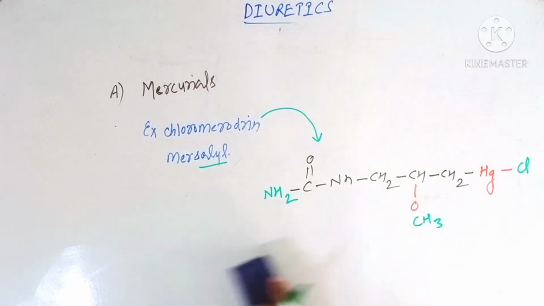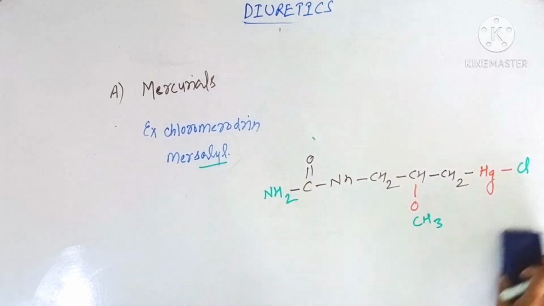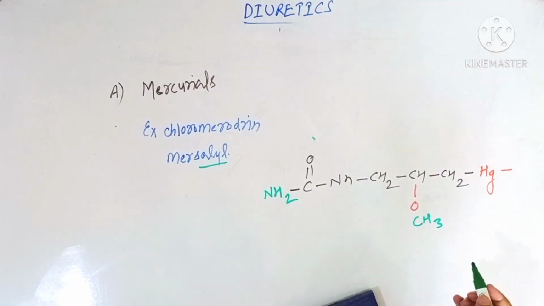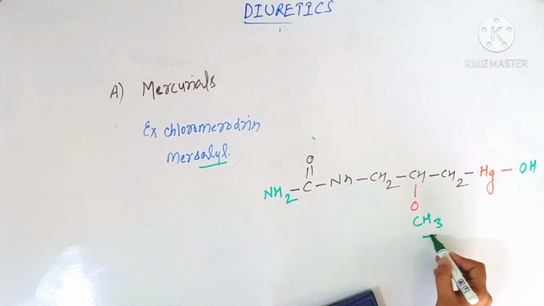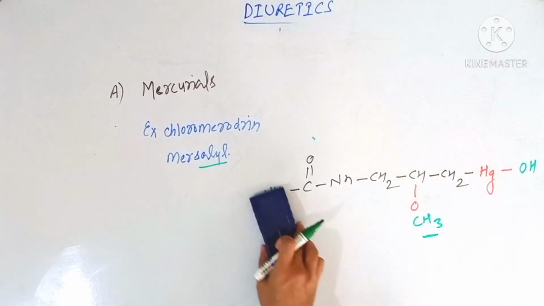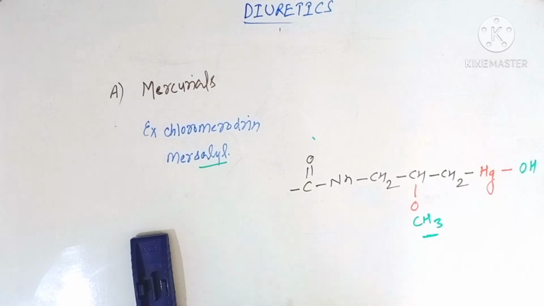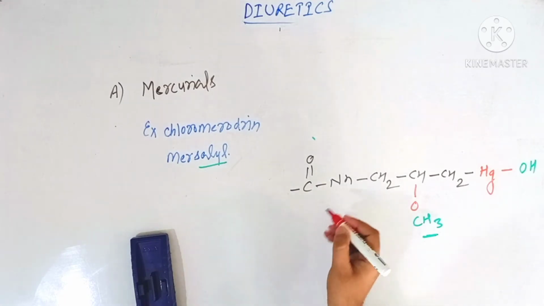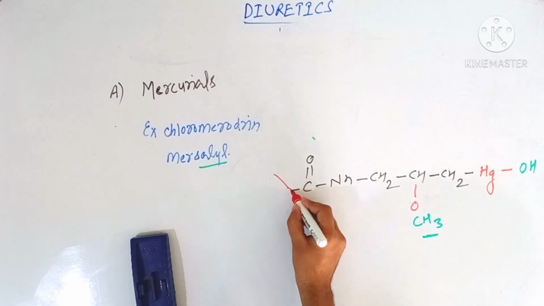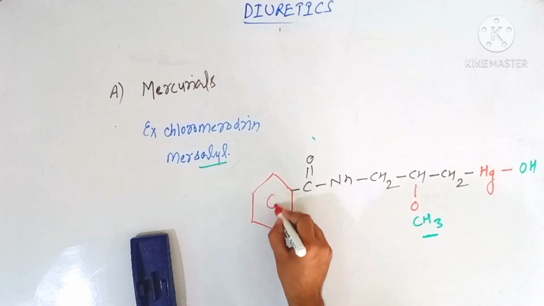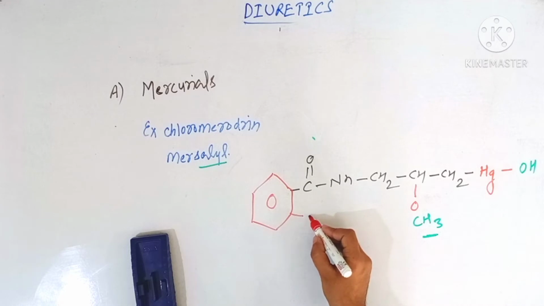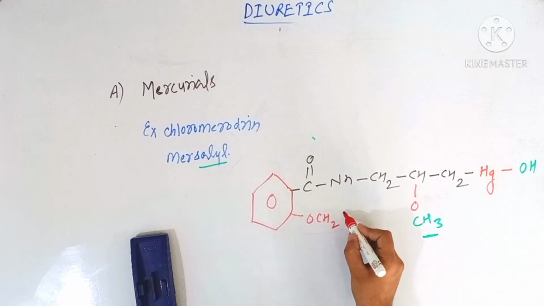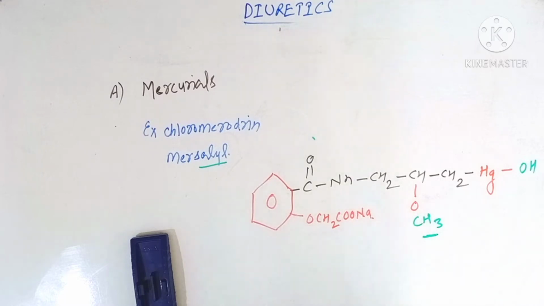Now we will see the structure of mercalil. Mercalil has the following changes. In place of chlorine it has a hydroxyl group. The CH3 remains as such, but in place of amine it has a benzene nucleus, and on this benzene at the ortho position it has OCH2COONa. So this is the structure of mercalil.